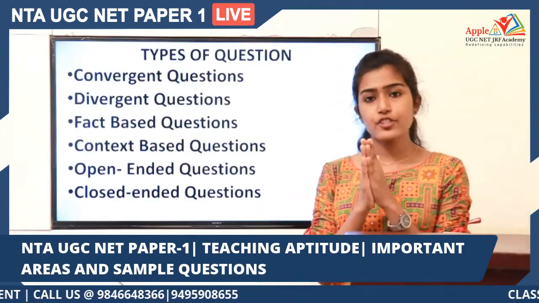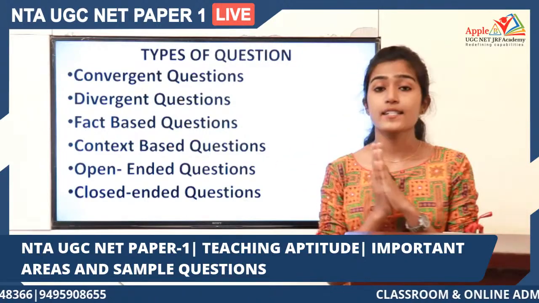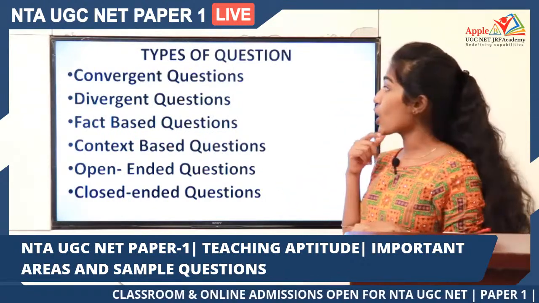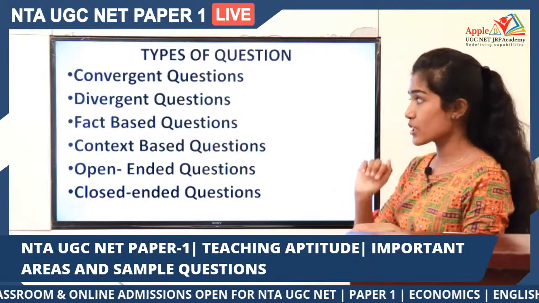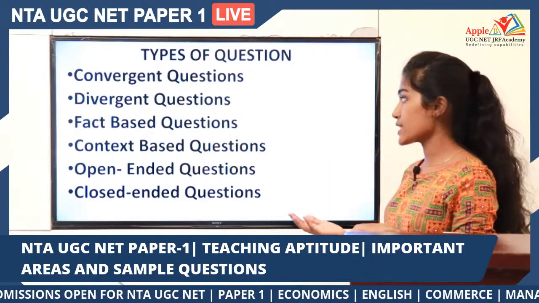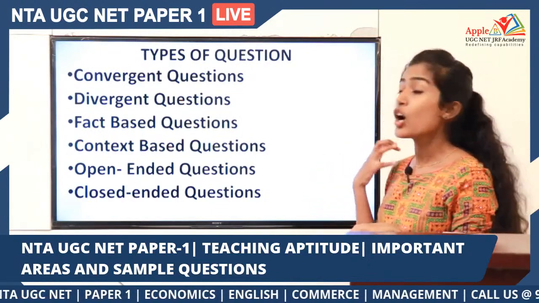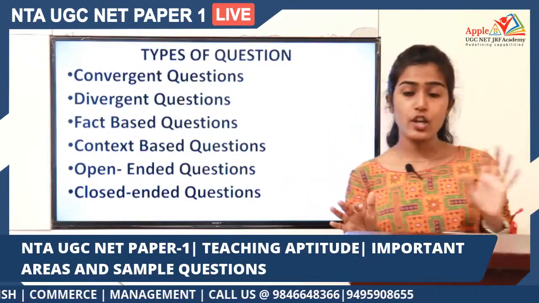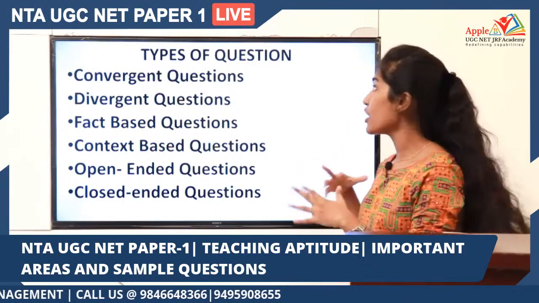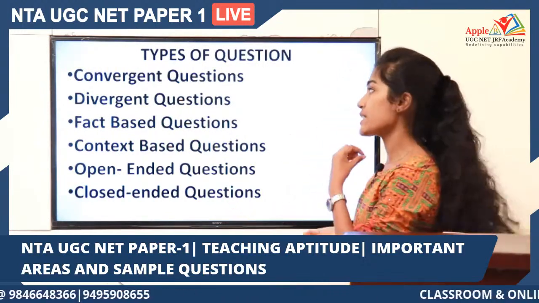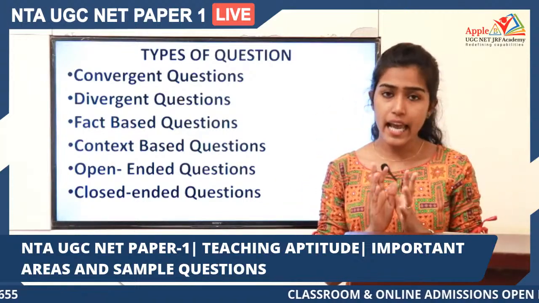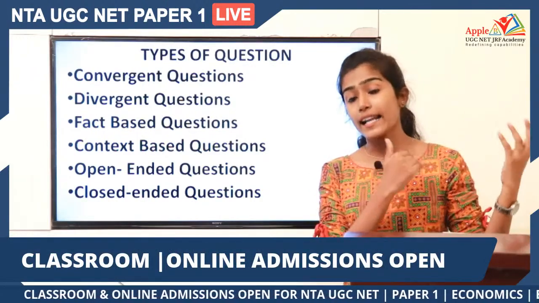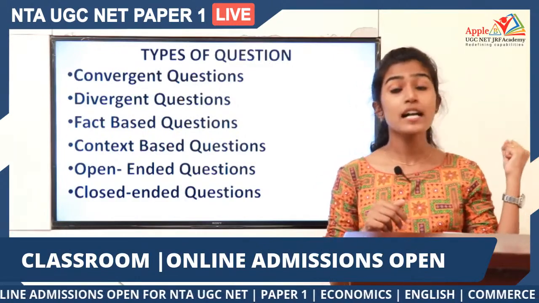The next area that you have to focus on is the types of questions. We have a lot of types of questions, and you can expect questions from this area as well. Here you have a list of the various types of questions, which includes convergent questions, divergent questions, fact-based questions, context-based questions, and finally open-ended questions and closed-ended questions. Please do have a basic idea about these types of questions, what a convergent question is or what a divergent question is. You can expect a question from this area as well. If you analyze the previous year question papers, we have questions from this area as well.